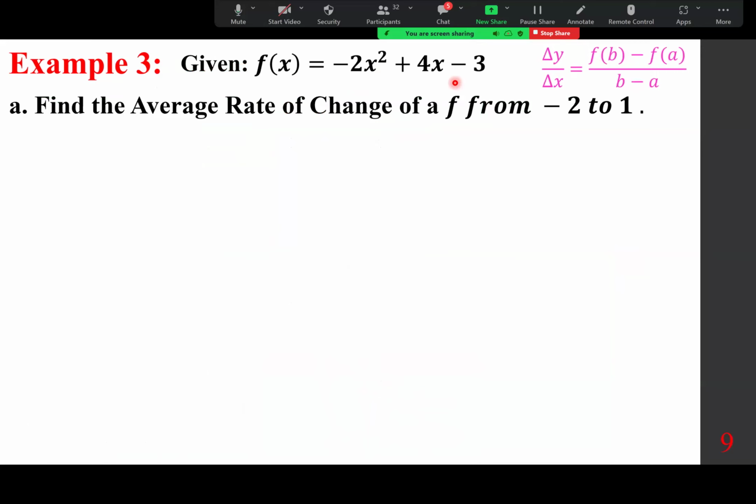Here's the function f of x equals -2x squared plus 4x minus 3. Find the average rate of change of f from -2 to 1. According to this formula, we want f of 1 minus f of -2 over 1 minus -2.